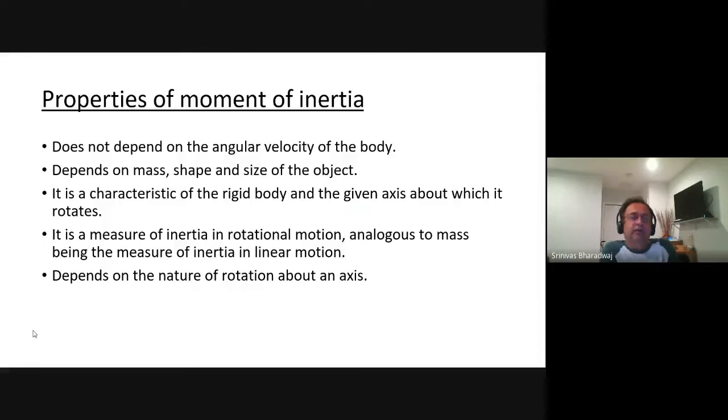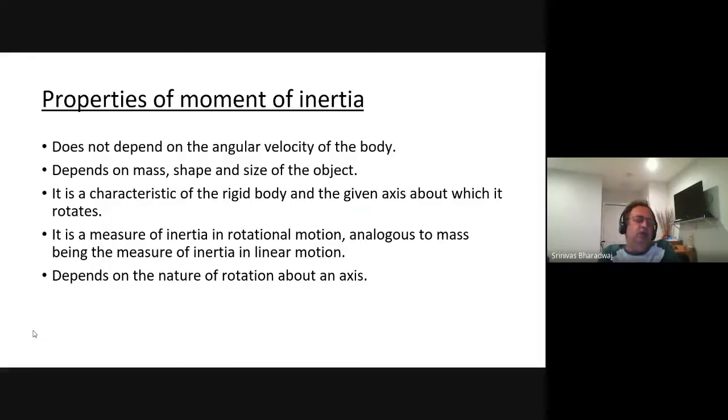So now, moment of inertia is a measure of inertia in the context of rotational motion. When we say that angular momentum is conserved when there is no external torque, we are saying that I omega is conserved.